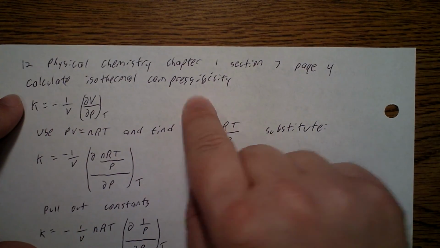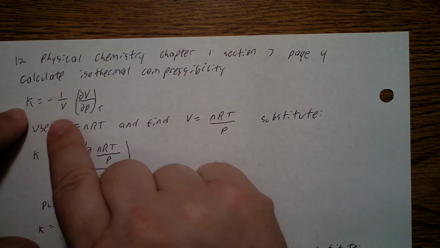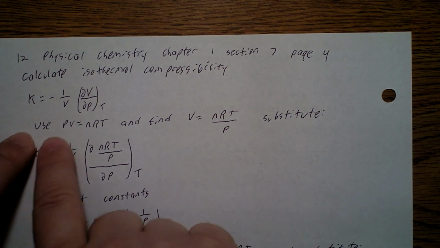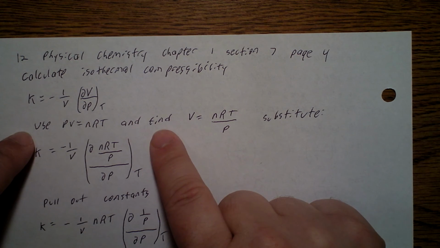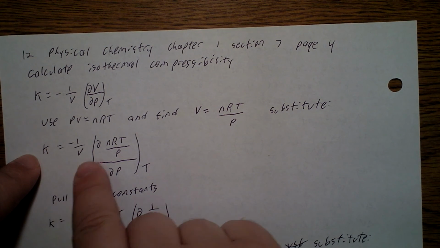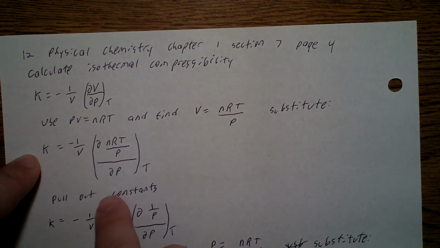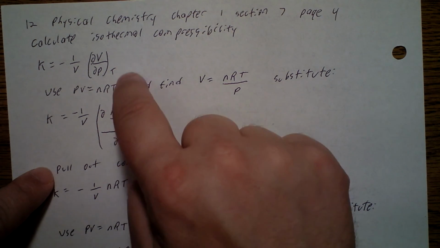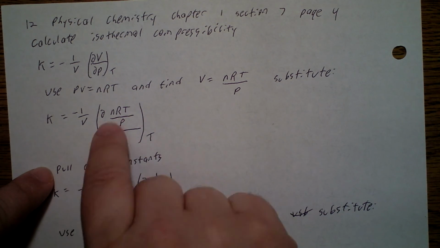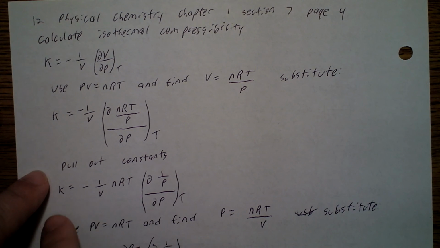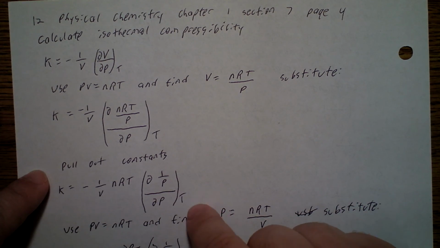So let's do the isothermal compressibility of an ideal gas. Kappa is minus 1 over volume times the partial derivative of volume with respect to pressure holding temperature constant. We start with PV equals nRT and solve for volume. We get V equals nRT over P, so we're going to substitute that in up here. So we get kappa is minus 1 over V times the partial derivative of nRT over P with respect to P holding temperature constant. We'll pull out the constants. Remember, we're at constant temperature, R is a constant for real, and we're holding the amount of material constant because there are no reactions or anything. So kappa is equal to minus 1 over volume times nRT times the partial derivative of 1 over P with respect to P, holding temperature constant.